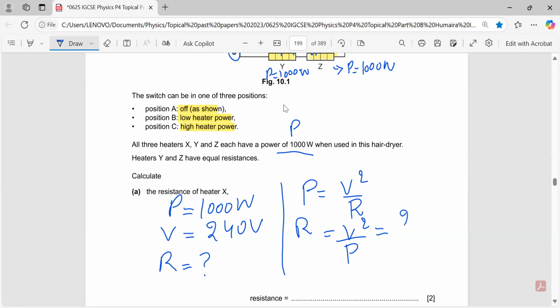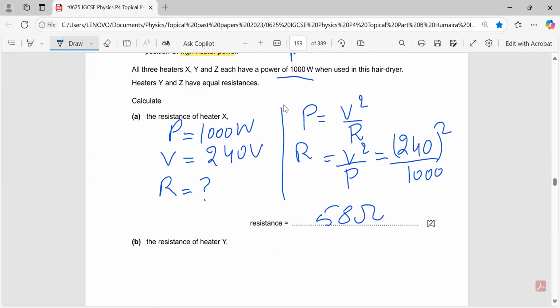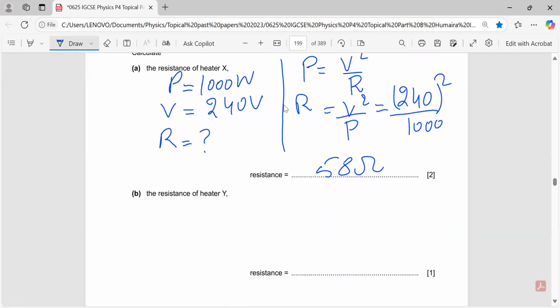V squared means 240 squared divided by 1000. When you solve this, you get 57.6, or if you round it off, your answer will be 58 ohms. The unit is very important to write, so please make sure after solving the question that you mention the correct unit along with the answer.